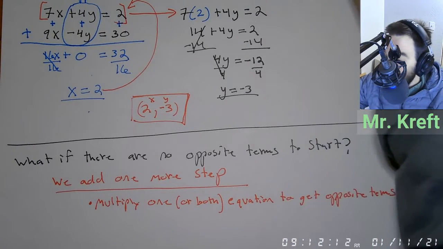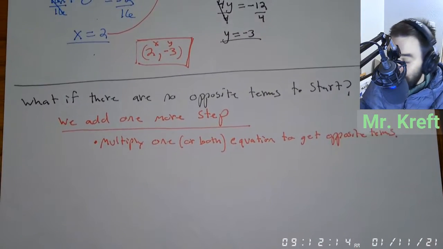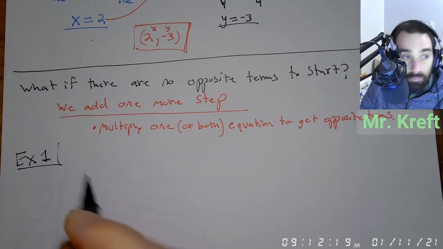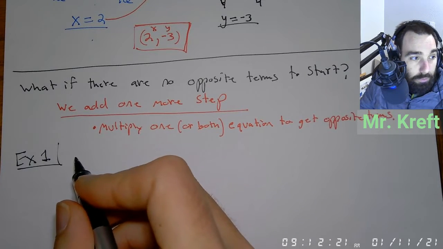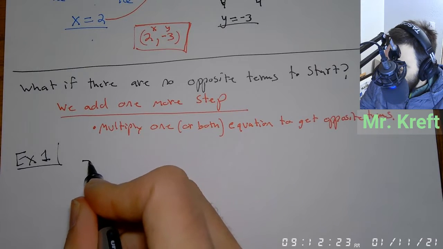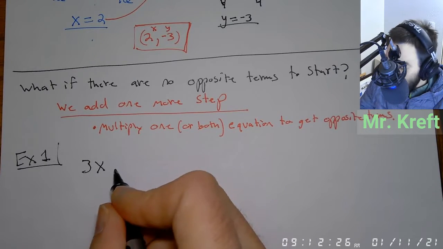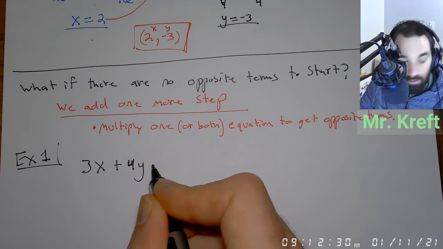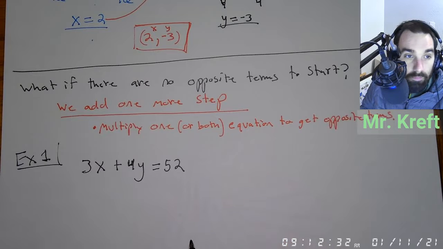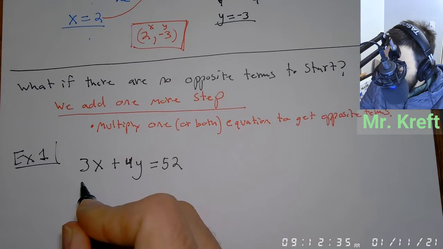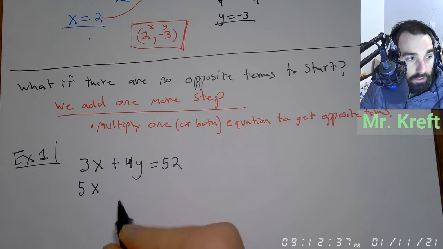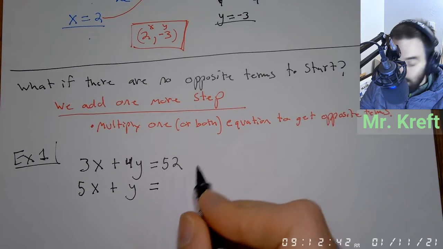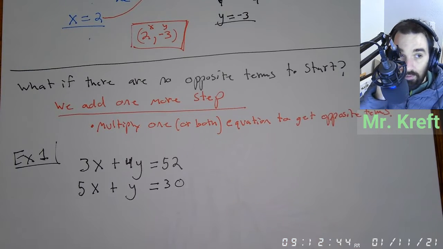So let's do an example, and I'll show you all the steps. Okay, so let's call this example 1. For this example, I'm going to have 3x plus 4y equals 52. And then I'm going to have 5x plus y equals 30.